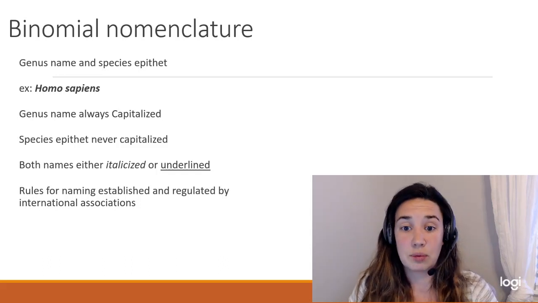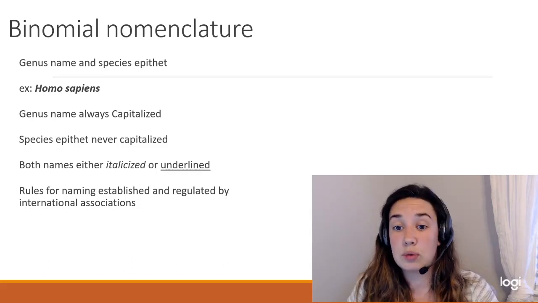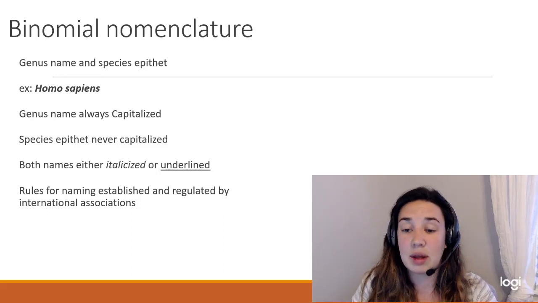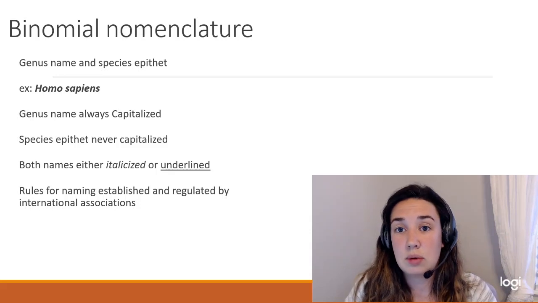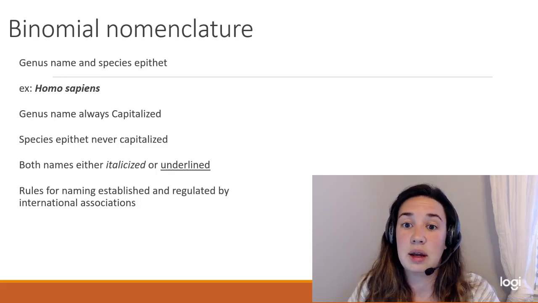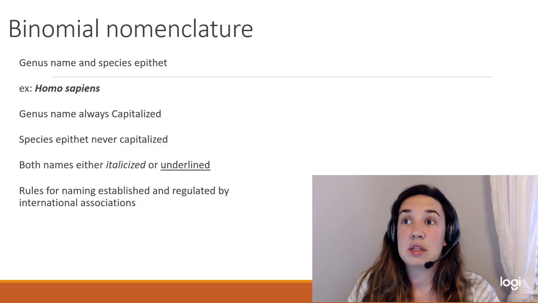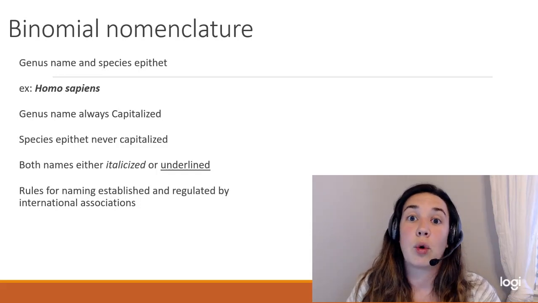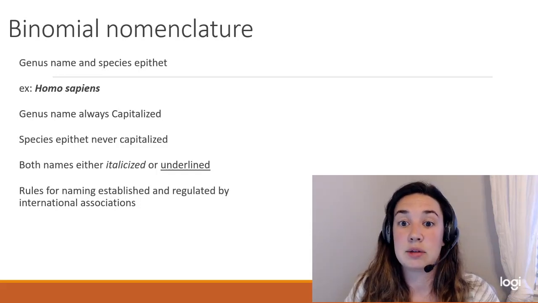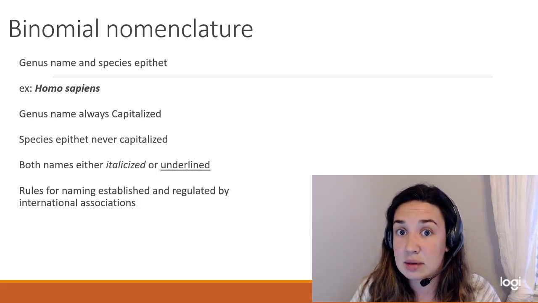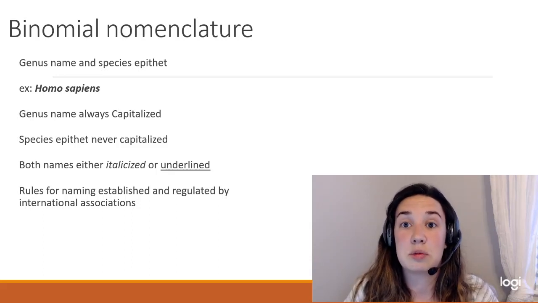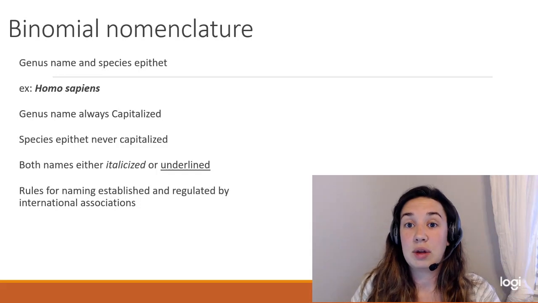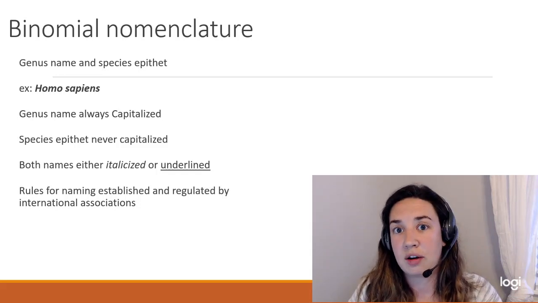And so these are the rules that have been established and that are regulated through many international associations. So it's used all across the world, and it really does help distinguish which specific organism we're talking about. This is why it's so important, because there are a lot of different names for a lot of different things. And when we use the genus name and the species epithet, it really helps us to determine what we are in fact talking about.